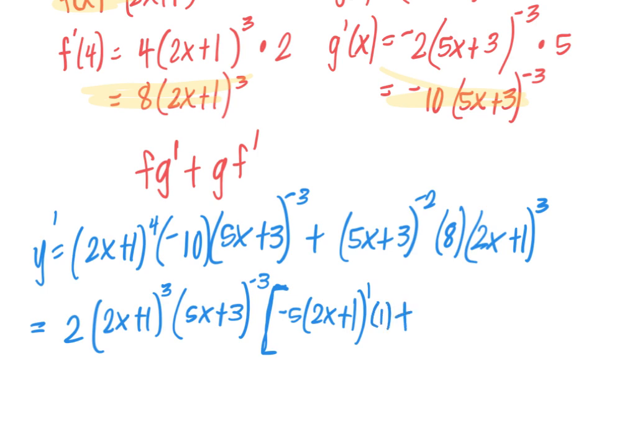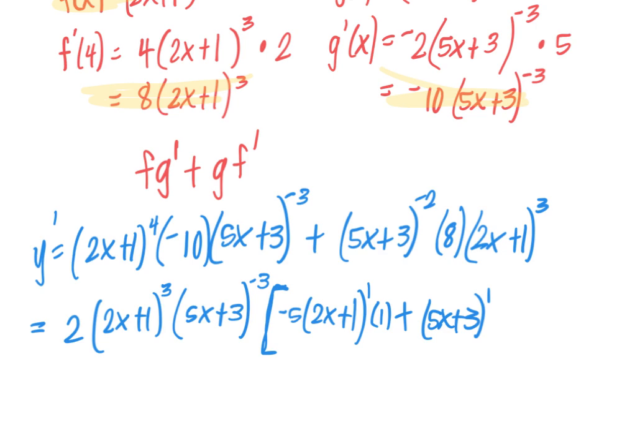Okay, so now on the other side of that addition sign, we took out a 5x plus 3 to the negative 3. So I'm going to be dividing 5x plus 3 to the negative 2 by 5x plus 3 to the negative 3. Remember, with that division, you keep your base and subtract your exponents. So that's going to be a negative 2 minus a negative 3. Negative 2 minus a negative 3 gives you a power of positive 1. So 5x plus 3 to the first power.